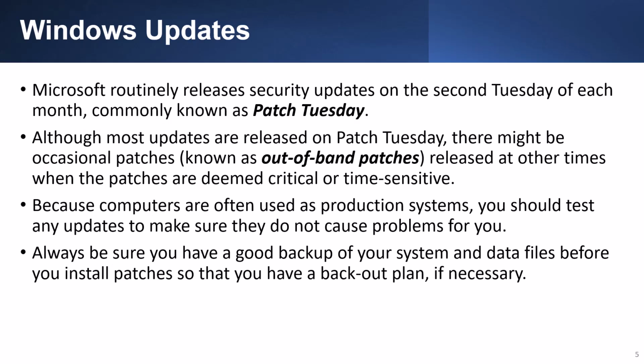Microsoft routinely releases security updates on the second Tuesday of each month, commonly known as Patch Tuesday. Although most updates are released on Patch Tuesday, there might be occasional patches known as out-of-band patches released at other times when the patches are deemed critical or time-sensitive.